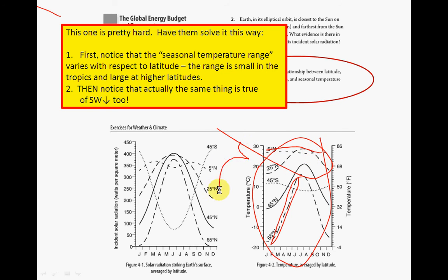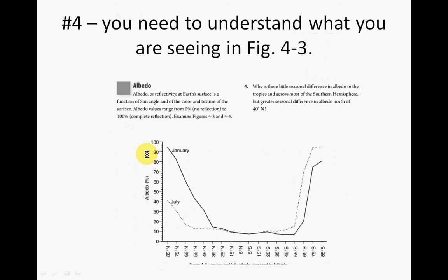Now the last question I want them to do is number 4. Number 4 involves this nifty graph that shows you some important things about the distribution of albedo, or the reflectivity of the Earth's surface for shortwave radiation from the sun, and how it is distributed and how it changes over the course of the year. So this diagram has an x-axis that shows different latitudes, and at each latitude we are seeing the average albedo, or reflectivity.